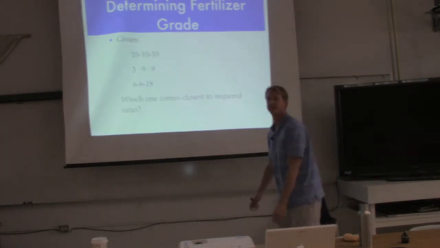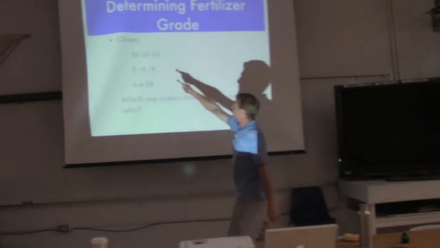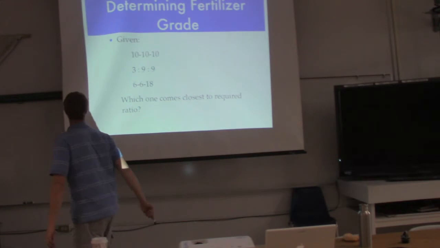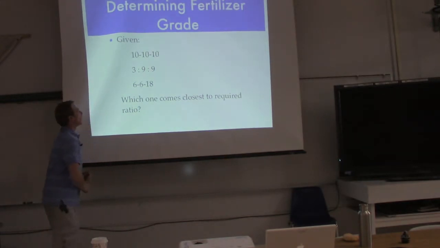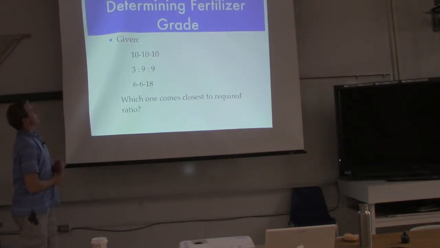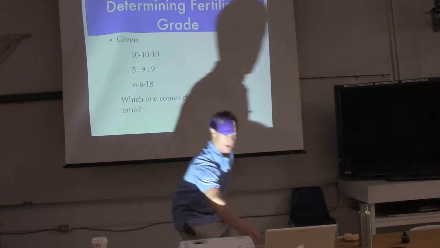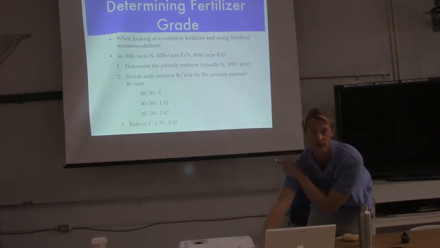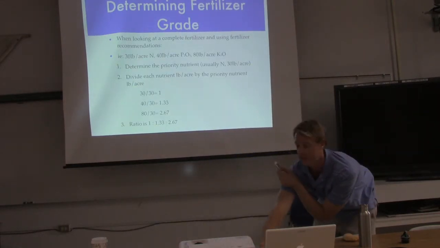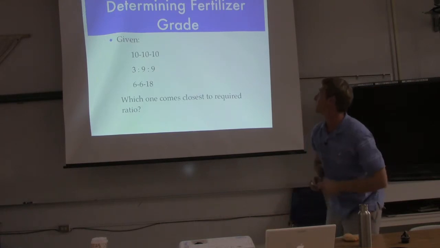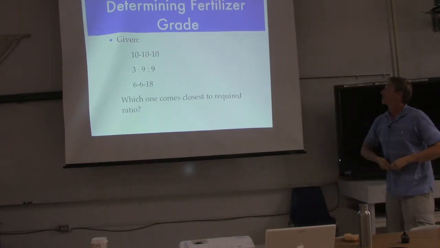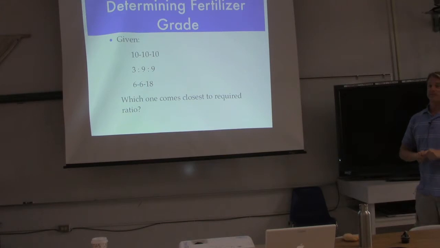Given these three right here, give me the answer. Which one comes closest to the required ratio? Here's your required ratio: 1, 1.33, 2.67. Which one of these would meet that requirement? Good guess, good guess. Anybody else got an answer?